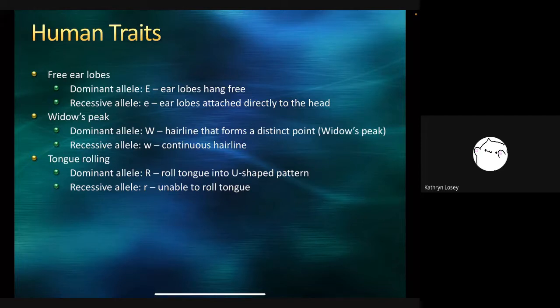Joe cannot roll his tongue, so Joe has to be homozygous recessive. The only way you can show the recessive phenotype is to be homozygous recessive. If both his mother and father can roll their tongue, then they both have to be a carrier of that recessive gene to give Joe one from mom and dad. So the parents are both going to be heterozygotes, which means they're both going to be capital R, lowercase r.